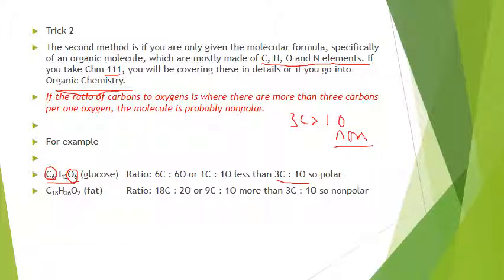All right. Now if we look at this guy here, this is a fat. It has 18 carbons to 2 oxygens, which is a 9 to 1 ratio, which is greater than 3 to 1. So this molecule is nonpolar. So that's just a quick way to figure out if a molecule is nonpolar or polar.